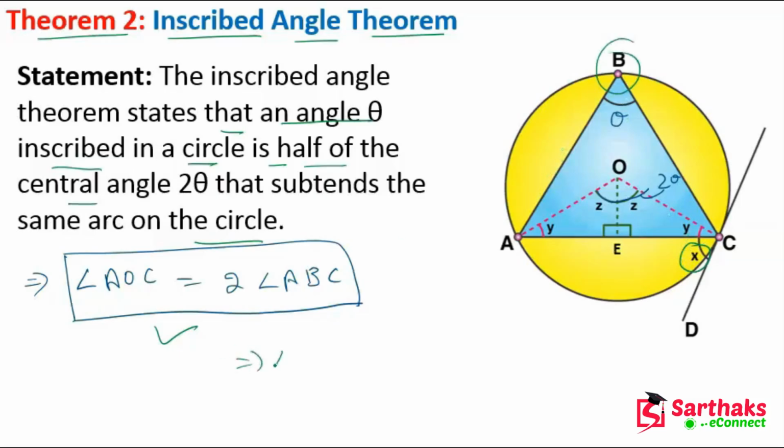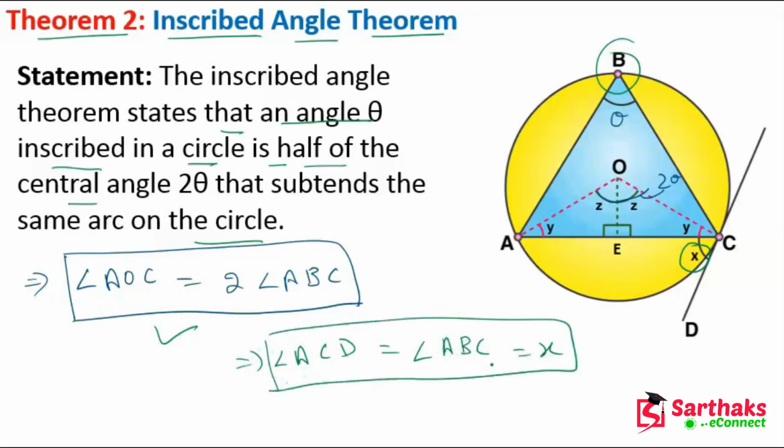Okay, so we can say angle ACD is equal to angle ABC is equal to x. This is by theorem 1. I hope you get this point. And now the triangle ABC is on the circumference of the circle with the center O, which is the center of the circle.